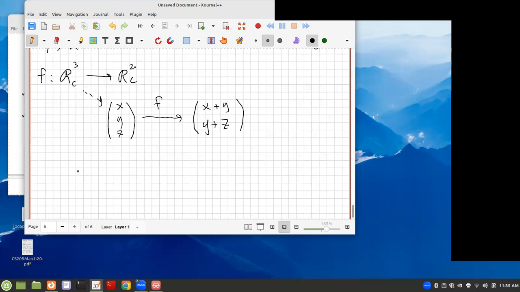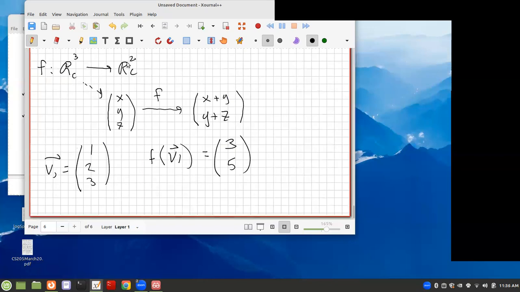What would it mean? It would mean that if I had, for example, let's look at the image of 1, 2, 3. Let's say V1 is 1, 2, 3. So what is F of V1? Well, this is X, Y, and Z. So X plus Y is 1 plus 2, which is 3. And Y plus Z is 2 plus 3, which is 5. So there's the image of V1. Do you guys see that?